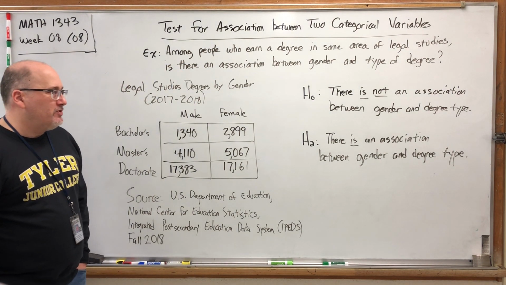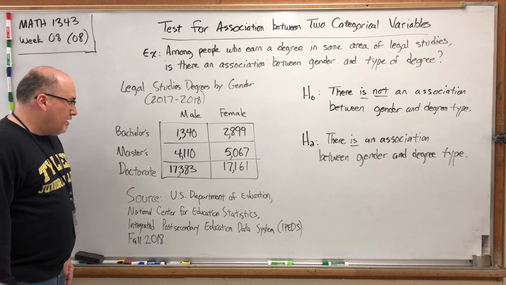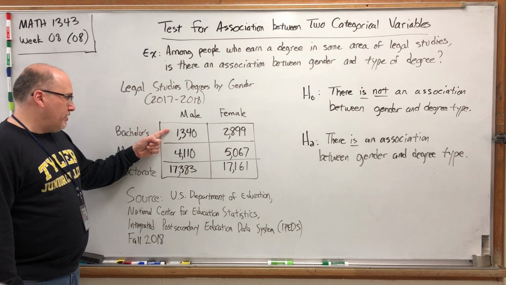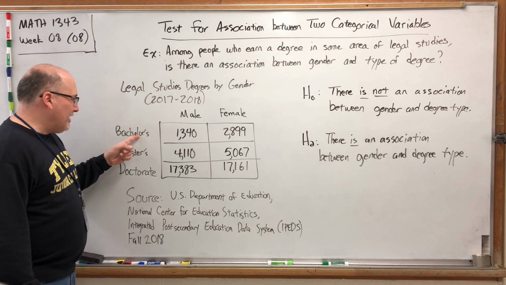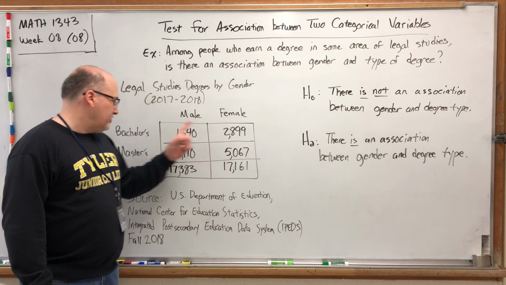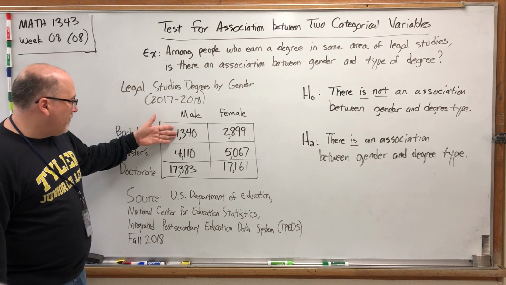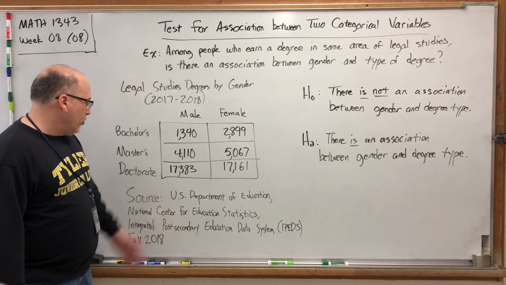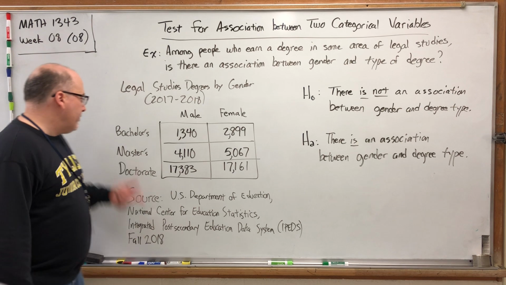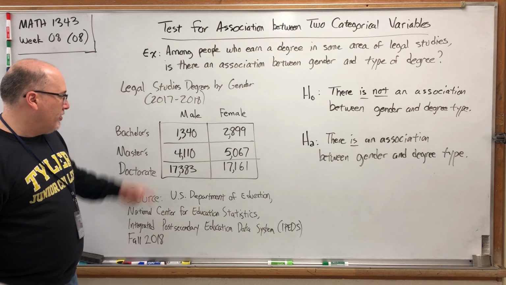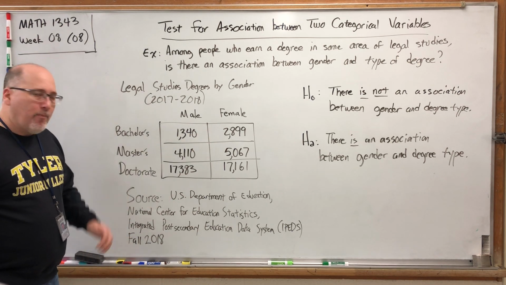Because let's think about what it means for there to not be an association between gender and degree type. That would mean that the same percent of males who receive a bachelor's degree is the same as the percent of females who receive a bachelor's degree. In other words, there are some proportions implied here. What proportion of males receive a bachelor's degree? What proportion of males receive a master's? What proportion of males receive a doctorate? Or what proportion of bachelor's degree recipients are males? What proportion of bachelor's degree recipients are females? So there's actually several proportions we could ask.